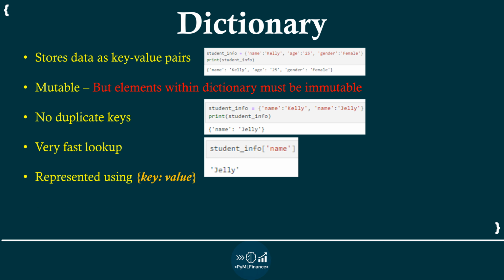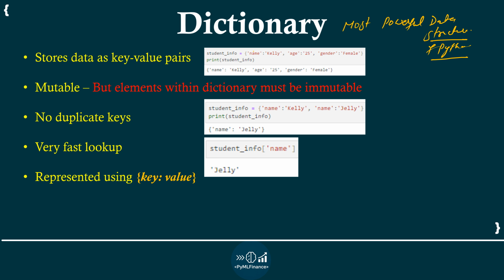Next, the next data structure is dictionary. Dictionaries are one of Python's most powerful data structures, you can say. They allow you to store data as key value pairs.